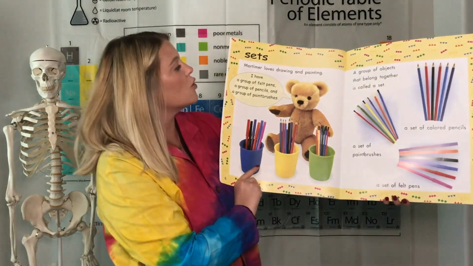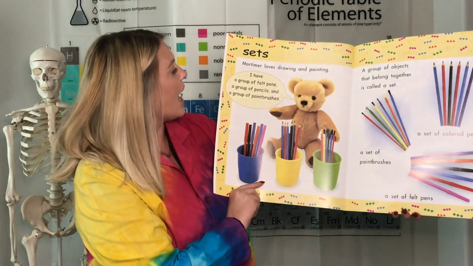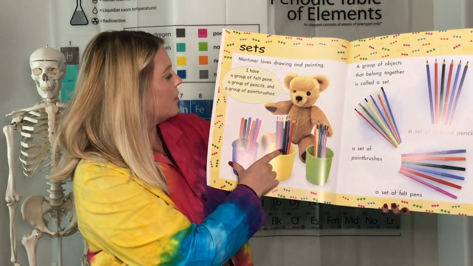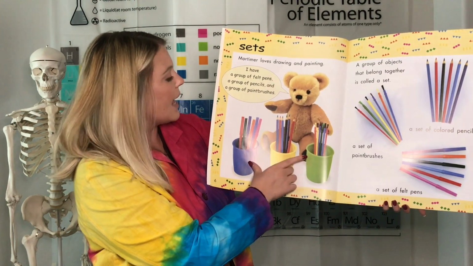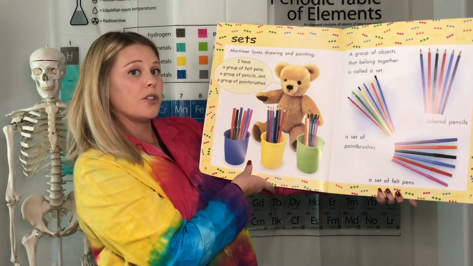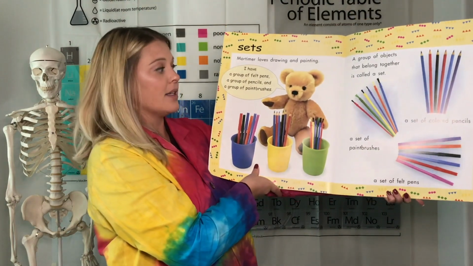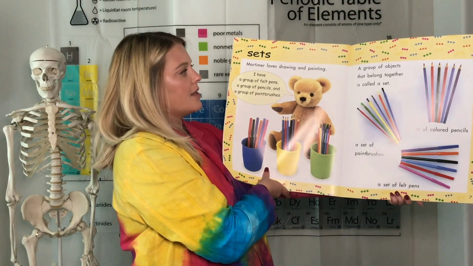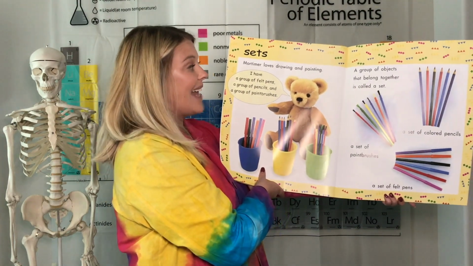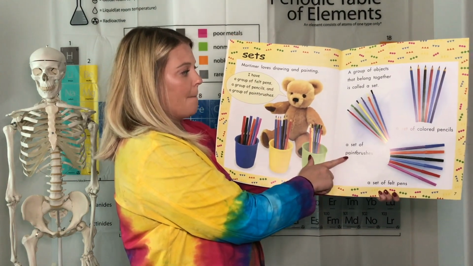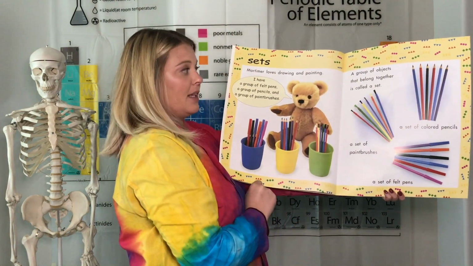Mortimer loves drawing. I have a group of felt pens, a group of pencils, and a group of paintbrushes. So Mortimer's sorting his art supplies by what they are. A group of objects that belong together is called a set. A set of paintbrushes, a set of colored pencils.